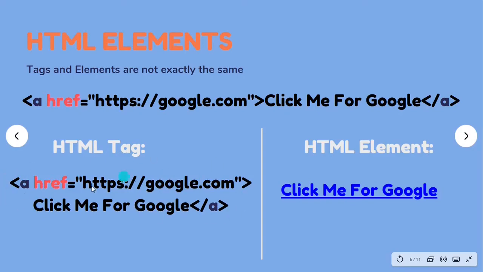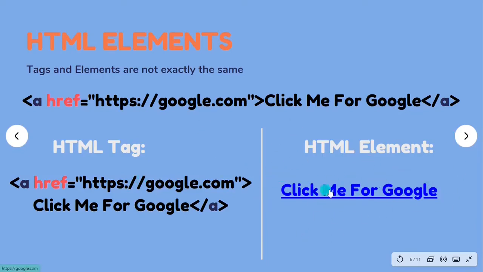So the HTML tag is whatever we use to create HTML elements, and what HTML elements are is when you render or run the HTML in your browser, what the browser displays is the HTML element. So this right here is the HTML element.